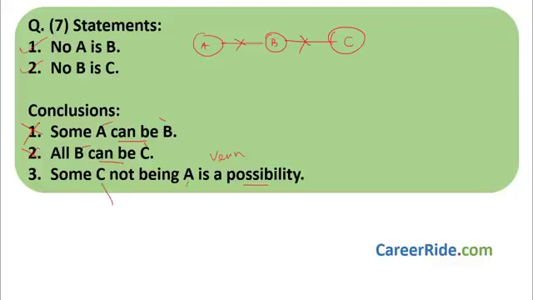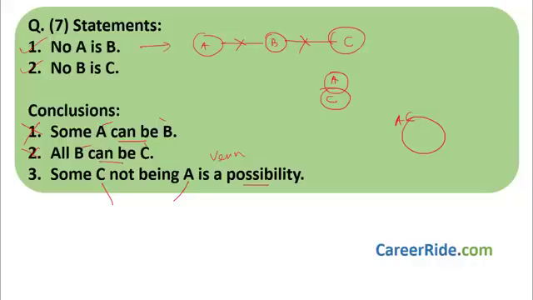Third one, some C not being A is a possibility. Relation between C and A is asked. Is there a relation? No, there is no direct relation. Now see the diagram over here. A and C are far away. There is no connection between them. So in what possible way can we draw this diagram again? You can have A and C far away, or you can have A and C a little bit connected to each other. This is A, this is C, or you can have A and C completely connected to each other. Completely means overlapping.